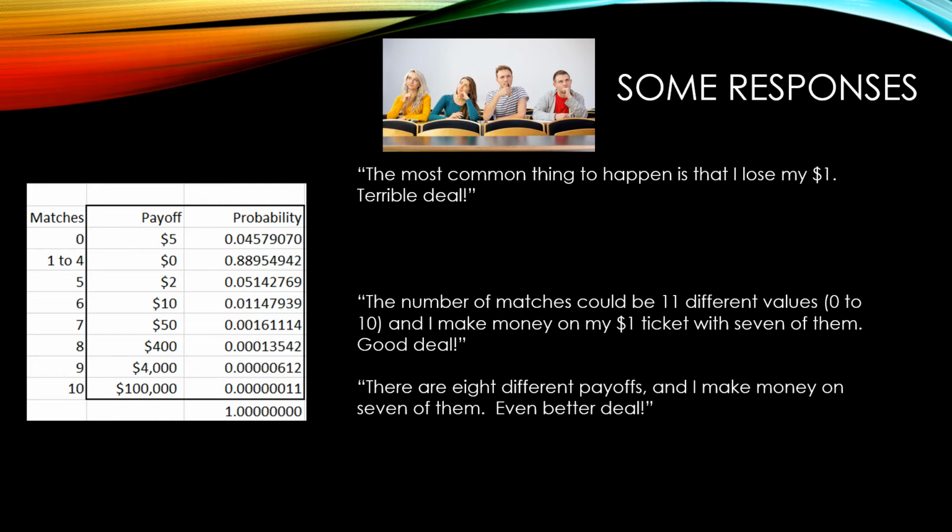Both of these are decent points so far as they go. Or you could go further and say there are only 8 different payoffs in terms of the money you can get, and you make money on 7 of them. 7 out of 8, that's almost 88%. That's terrific. Unless you flip it on its head and say, no, no, no. If you look at the 0 payoff, that happens 89% of the time. You actually lose money 8 times out of 9. This is an even worse idea.